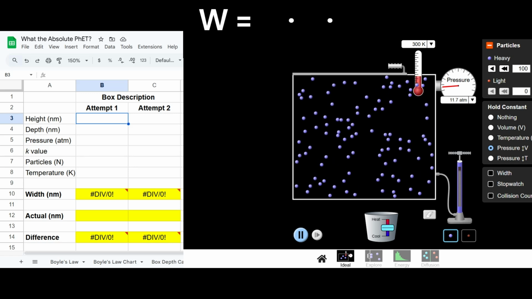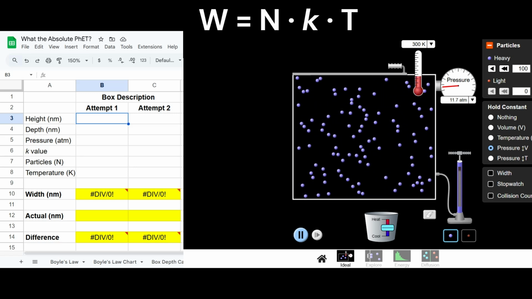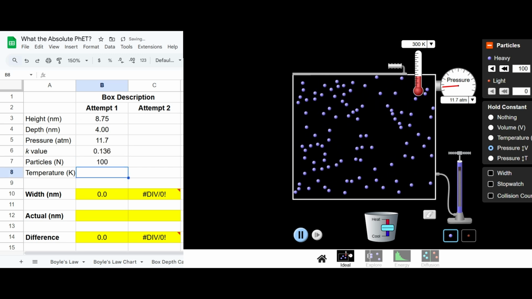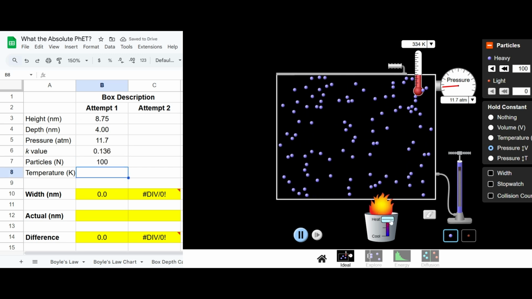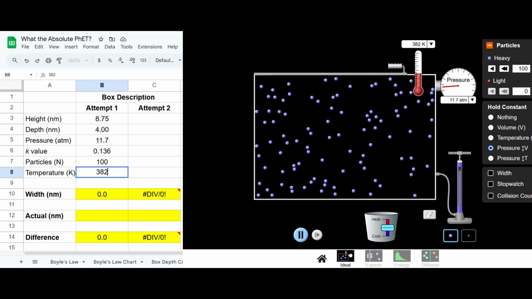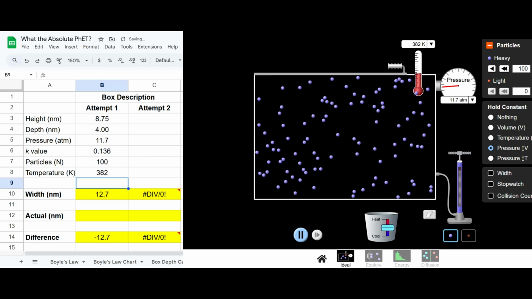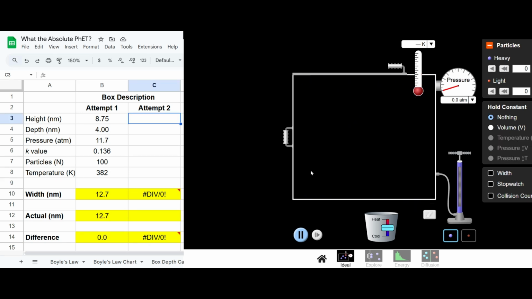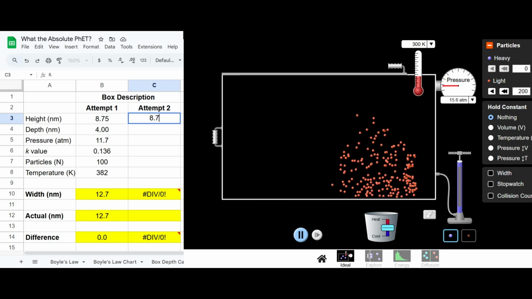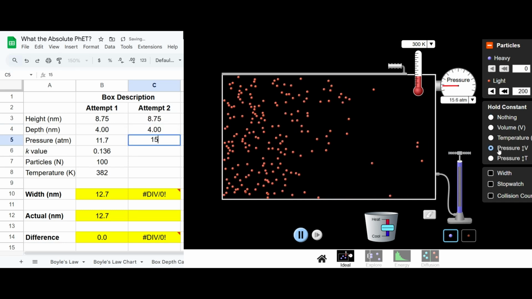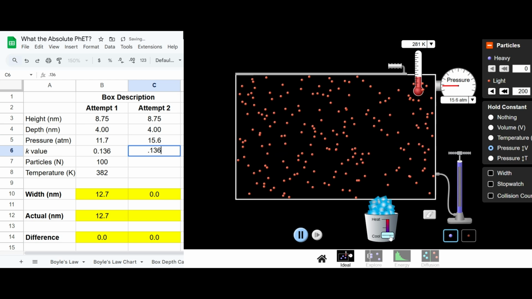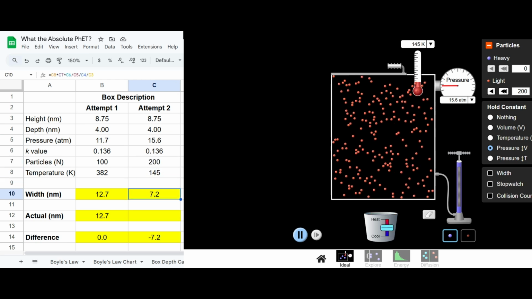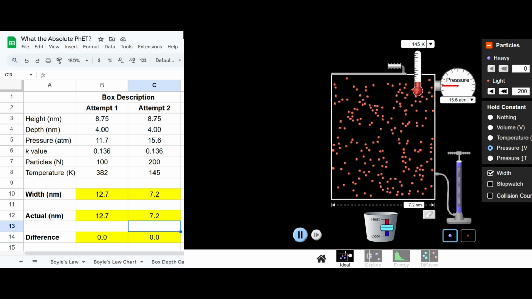I can calculate it by multiplying the number of particles by K and temperature and dividing by pressure, height, and depth. But I don't have the temperature yet, so I'm going to increase the temperature a bit, and now it's 382 Kelvin. This predicts a width of 12.7 nanometers, and the result is perfect. Now I will reset, maximize the size of the box, then add 200 light particles. This time I will drop the temperature to 145 Kelvin. The calculated width is 7.2 nanometers, and once again it's identical to the simulation.